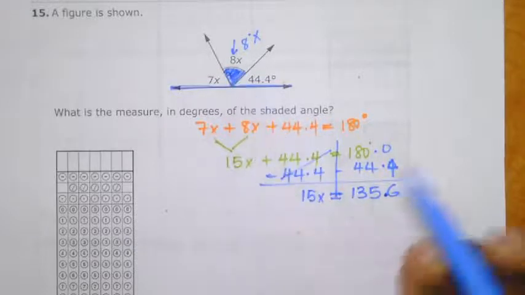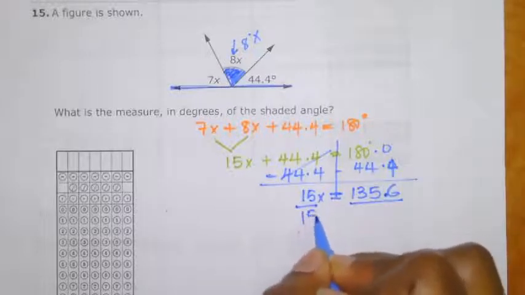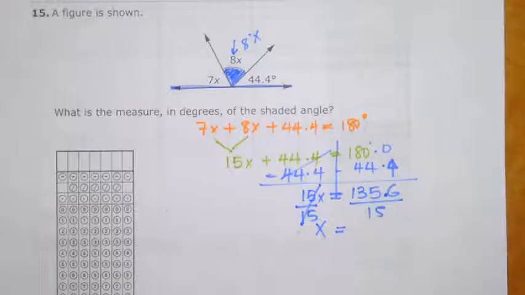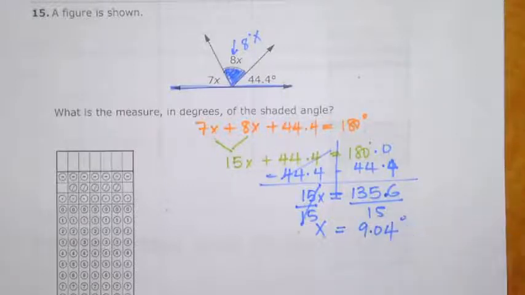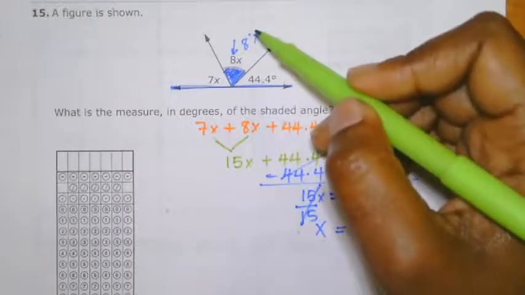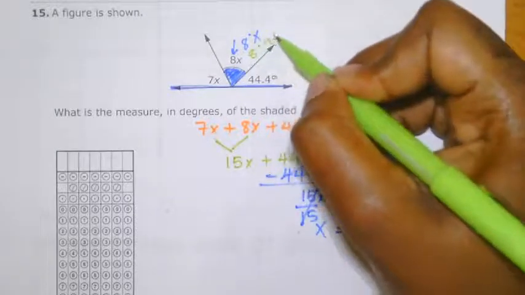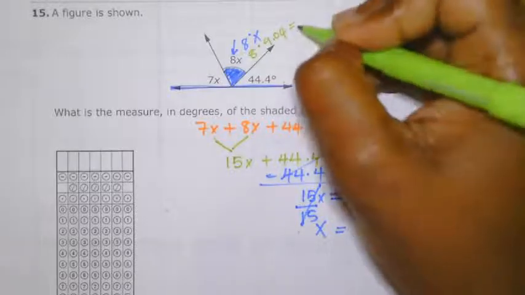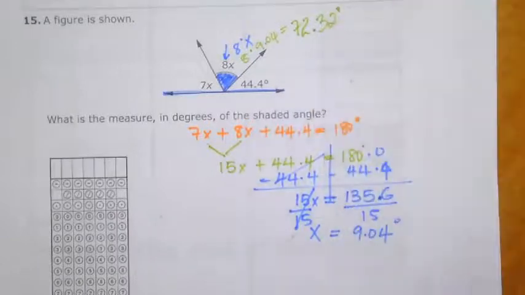So I'm going to do the inverse operation here. The inverse of multiplying by 15 is to divide. So x is equal to 9.04 degrees. But here, it's going to be 8 times 9.04, which gives us 72.32 degrees. That would be the measure of that angle.